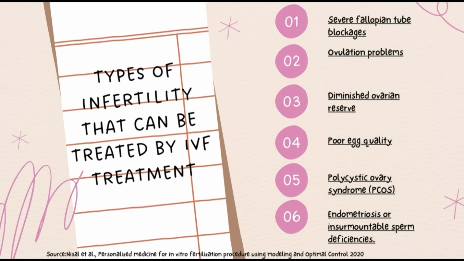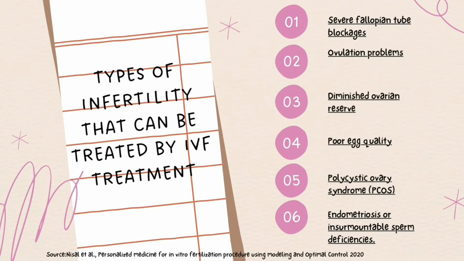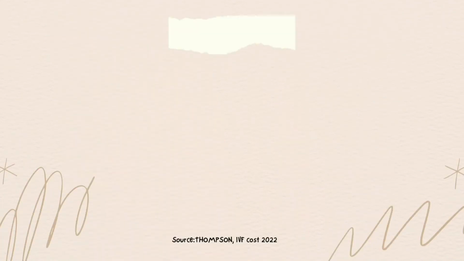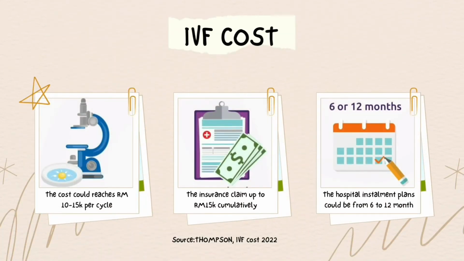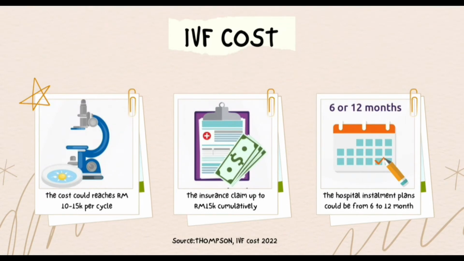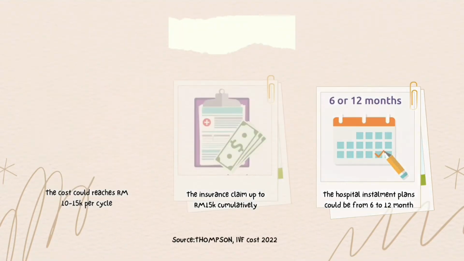There are several types of infertility that can be treated by IVF, such as severe fallopian tube blockage, ovulation problems, diminished ovarian reserve, poor egg quality, polycystic ovary syndrome or PCOS, and lastly, endometriosis or insurmountable sperm deficiencies. Here are the costs of IVF. It could reach 10 to 15,000 ringgit per cycle, and the insurance claim up to 15,000 ringgit cumulatively, and the hospital installment plans could be from 6 to 12 months.